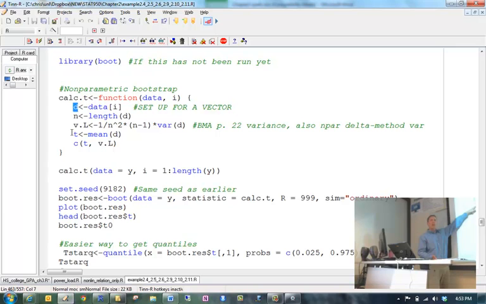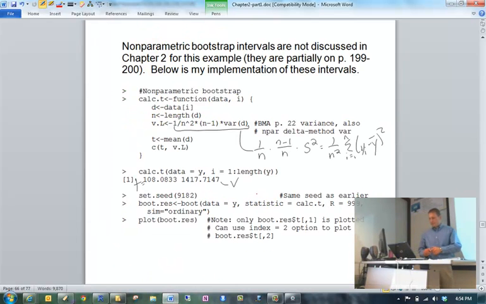I call this v.l, and you'll see why in section 2.7, because this ends up being actually the non-parametric delta method variance as well, that I'm going to show you. And that non-parametric delta method variance is a linear approximation to a statistic, so that's where the L comes from. Anyway, I basically need a variance. Now, look at the variance that I'm using here. I am simply using this, which is the usual, let's say, biased estimate of a variance for me.